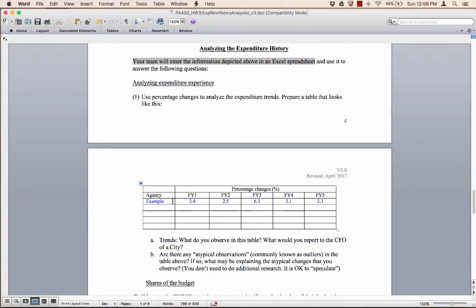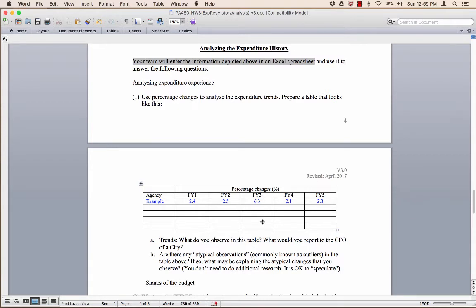In blue, I'm just giving you examples of how the data for percentage changes should be reported. So you will have each of the departments in the general fund listed here with percentage changes for fiscal years listed here. You will need to enter the data that I showed above in Excel, because once you have it in Excel, you'll be able to use the formulas for percentage changes to transform those numbers into the percentage changes.